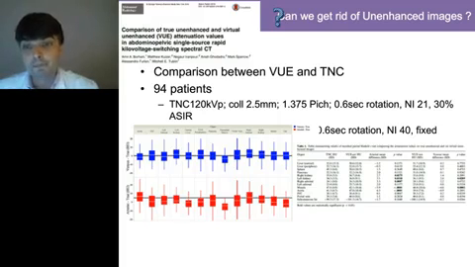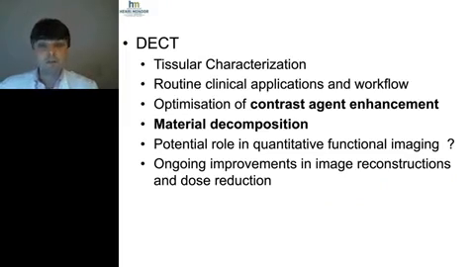So to wrap that up, dual-layer detector CT is very interesting for tissue characterization. I tried to demonstrate that you can use that in clinical practice with routine workflow, routine application. You can optimize, of course, the use of contrast agent enhancement. You can use material decomposition, and that could be very important, especially in the functional analysis of oncology. And that's maybe a potential role in quantitative functional imaging. And of course, ongoing improvements are still necessary, especially for the virtual non-contrast images. And the last improvement, of course, is reducing dose, because you still have increased dose when you compare the same acquisition of spectral images and the polychromatic standard images.